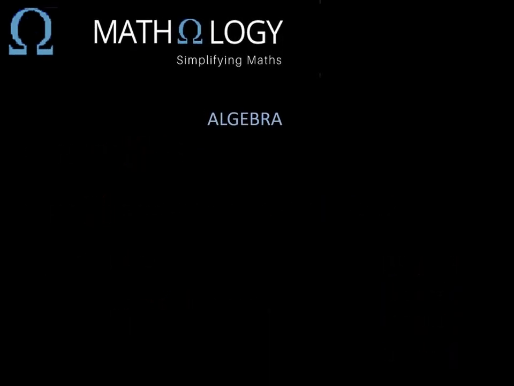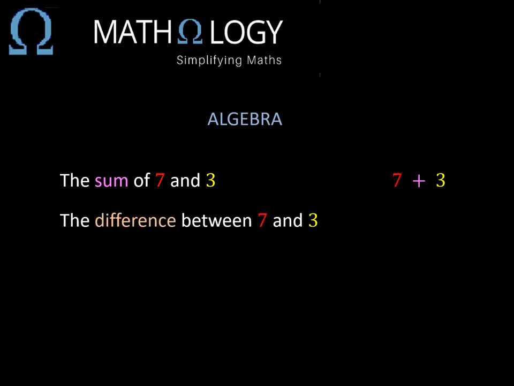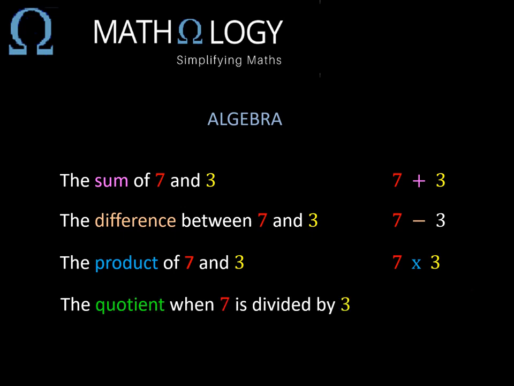Before getting to variables and operations, consider the 4 mathematical operations as they apply to simple problems. The sum of 7 and 3, as a number sentence, equals 7 plus 3. The difference between 7 and 3 is written as 7 minus 3. The product of 7 and 3 is 7 times 3. And the quotient when 7 is divided by 3 is written as 7 divided by 3.